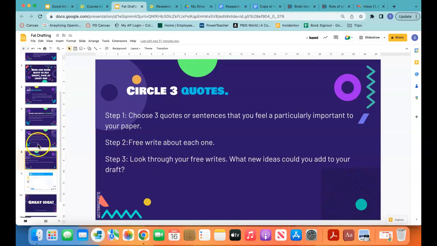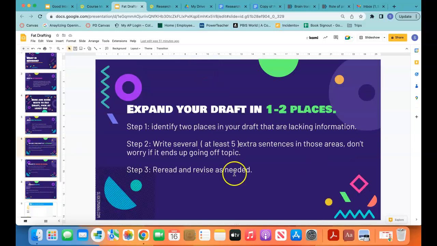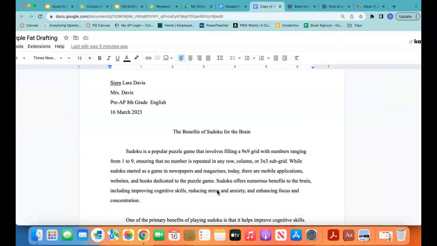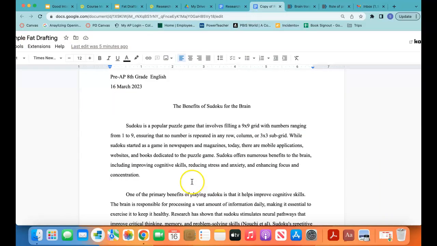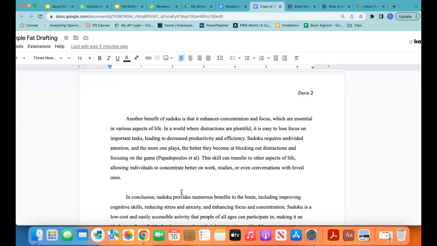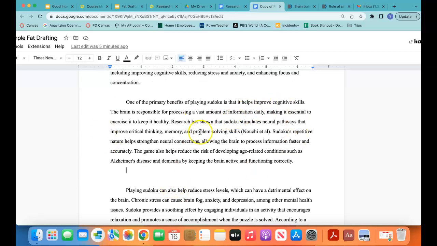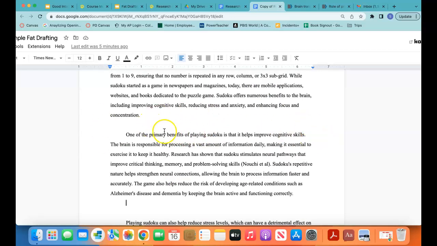Okay, I'm going to demonstrate this process to you with my draft. I'm going to do this one. I'm going to expand my draft in 1 or 2 places. Well, let me show you my draft. My article is about the benefits of Sudoku for the brain. Now, looking through my paragraphs, I'm trying to decide where should I expand. Well, I really love this part of my research, okay, where it talks about improving the cognitive skills.